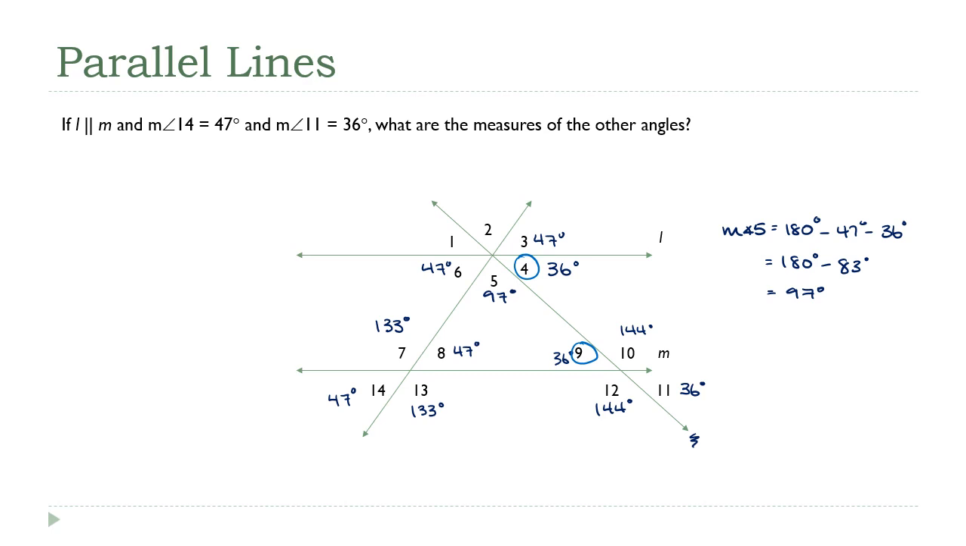Now, we can keep working our way around using this exact same argument. Or we can take a little shortcut. Angle 1 and angle 9 are corresponding angles, right? So they have to be congruent. That means angle 1 is going to be 36 degrees. Now angles 1, 2, and 6 are going to have to add up to 180. So angle 2, if you do the arithmetic, is going to be 97 degrees. And that fills in all 14 of these angles.